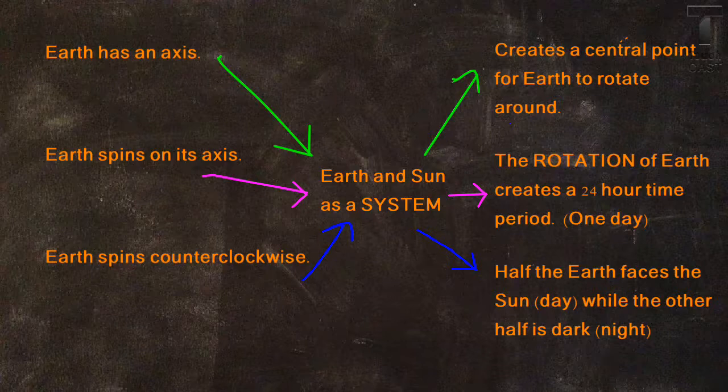Well, what does that do in terms of the Earth and the sun as a system? Well, this spin or rotation is going to create a 24-hour time period, or our one day. And then the Earth spins counterclockwise. What does that give us in terms of the system? Half of the Earth faces the sun, which is daytime, while the other half is nighttime.